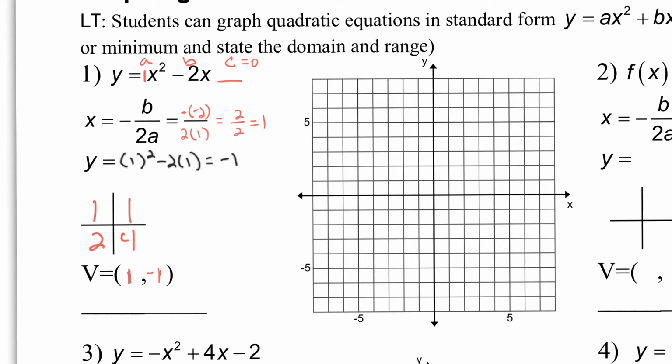So let's go ahead and plot the actual vertex. 1, negative 1 is right here. Now, if you look at it, the a value is positive. That means that my U shape is going to go up like this. So let me label my vertex.